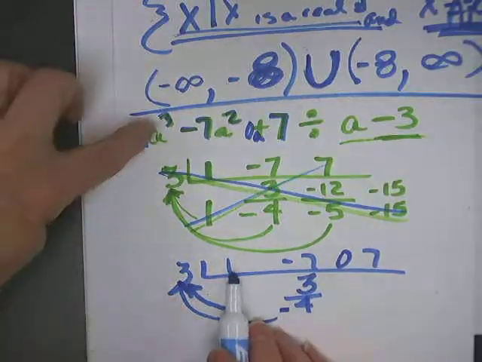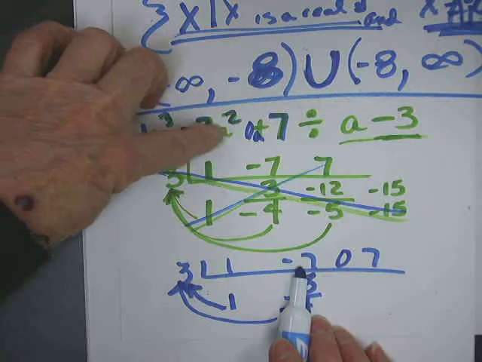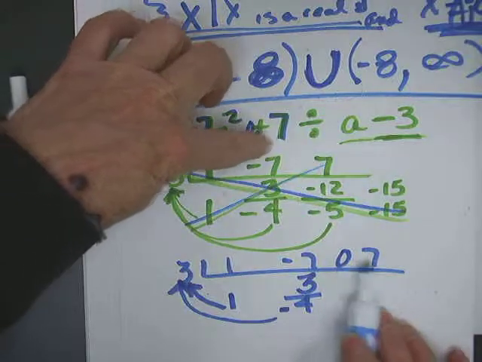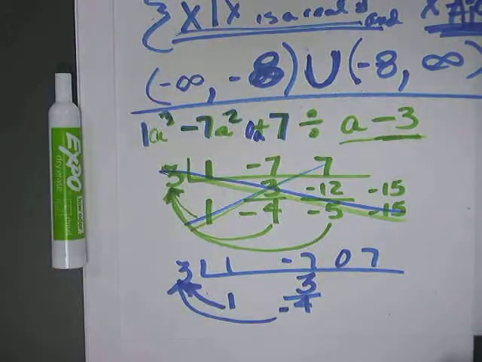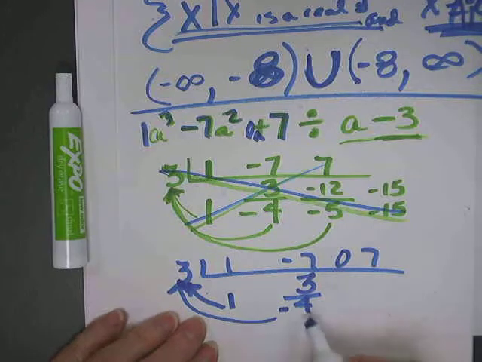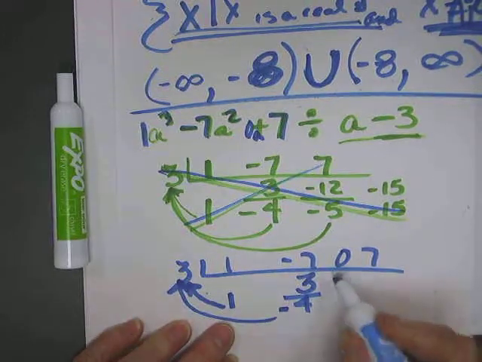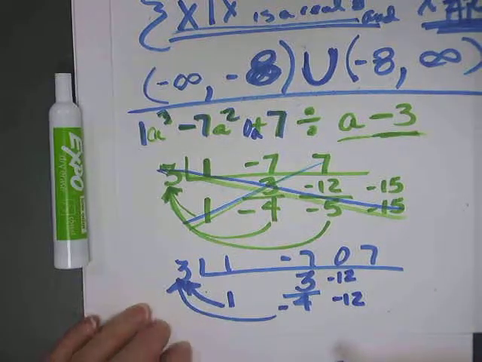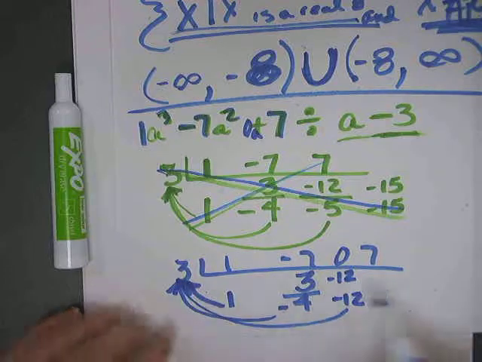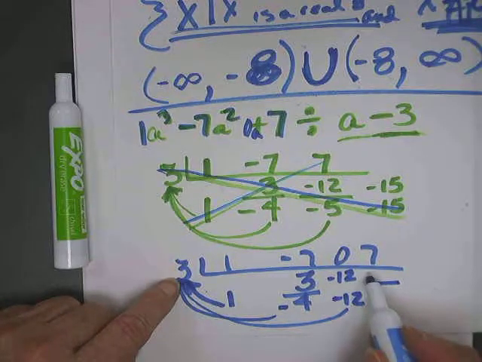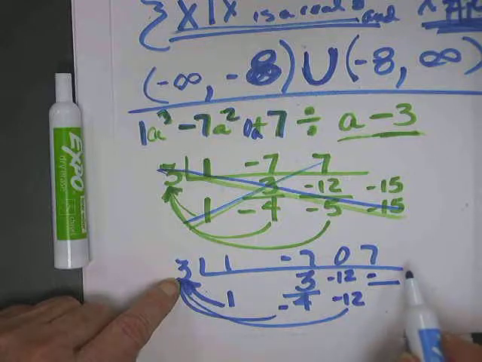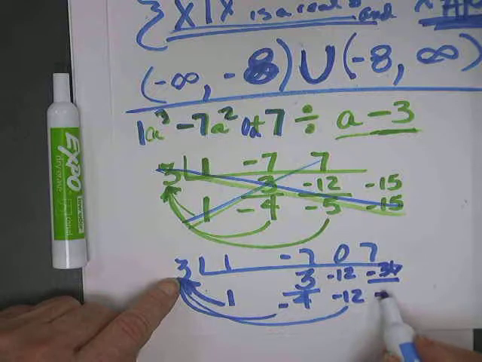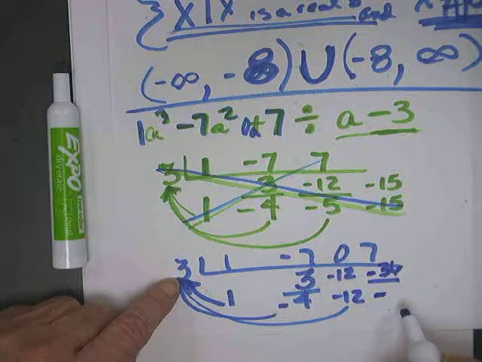I did it wrong. Let's do it again. I know what to do now. I'm sorry I messed you up. We put the 3 out here. 1, -7, 7. That was right. Okay? 1, -7, and 7. Okay, so we bring this down, multiply it, we have the 3, right? That's -4, sorry.